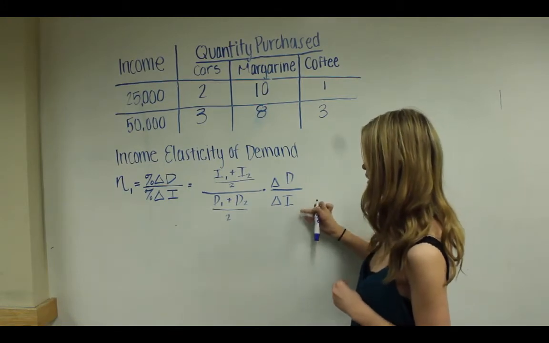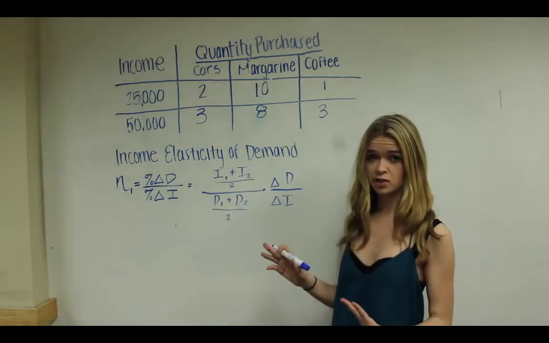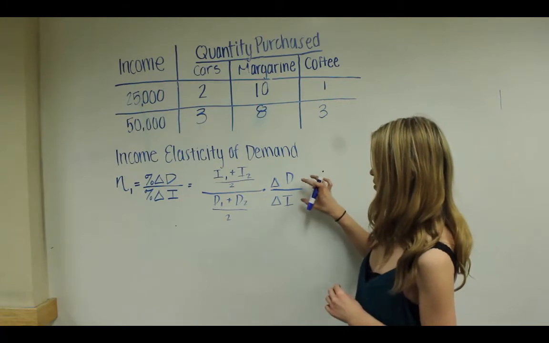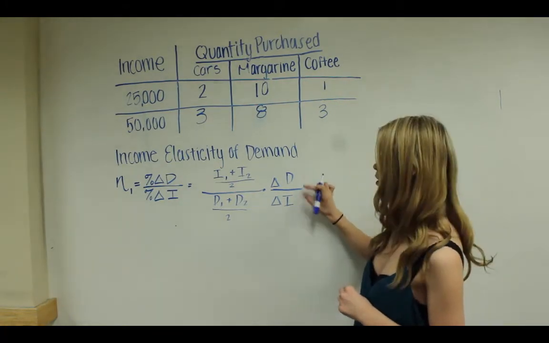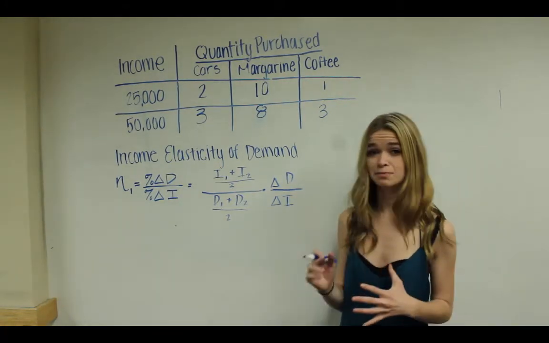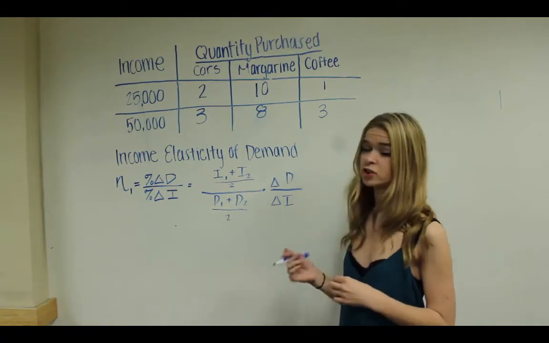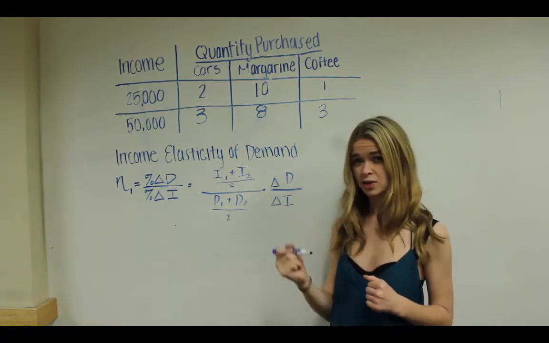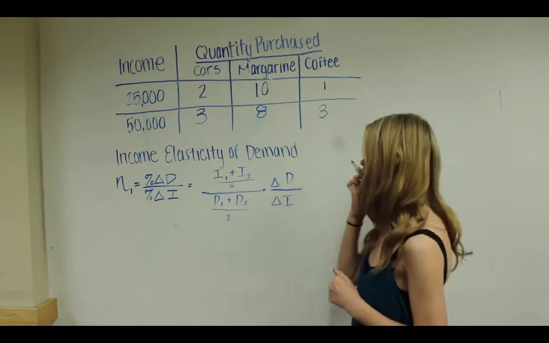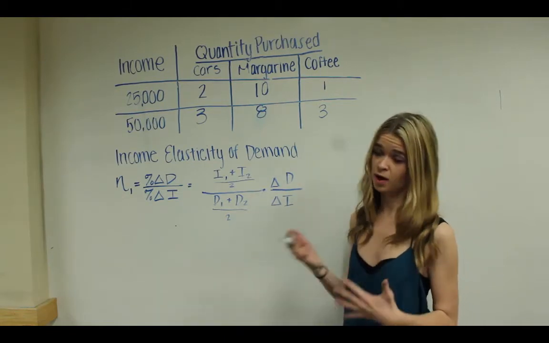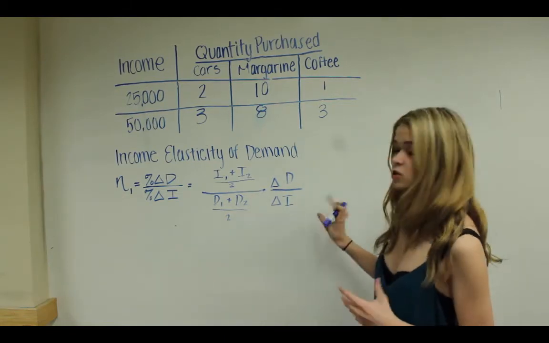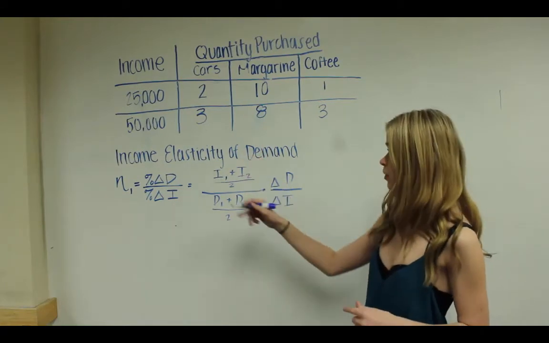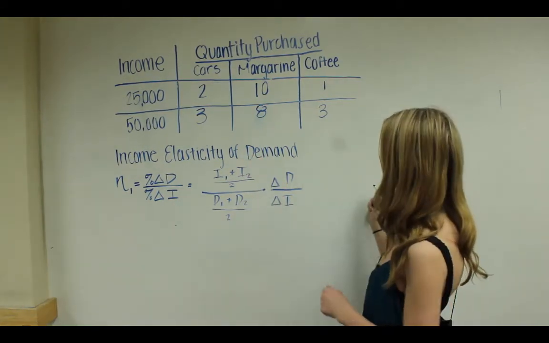So we have our midpoint of our incomes, midpoint of our demands, times change in demand over change in income. And before I solve this, I'd like to remind you that these change in demand and change in income can be negative or positive. So you need to be careful to note what direction the change is occurring in, because it's going to affect whether or not your answer is positive or negative. Alright, so I'm going to start subbing in these numbers and finding the income elasticity.